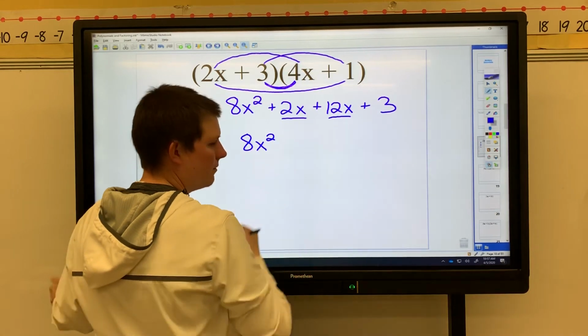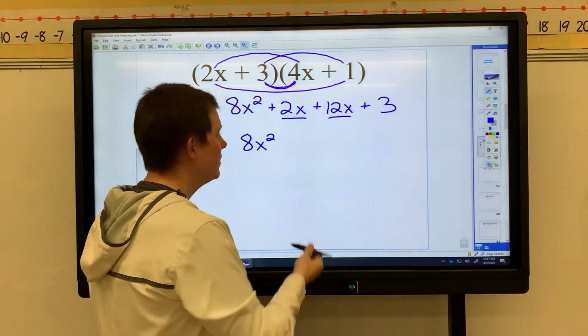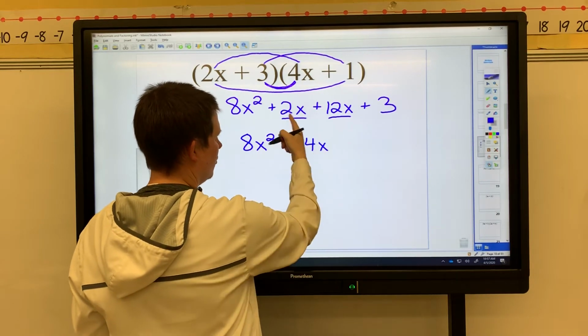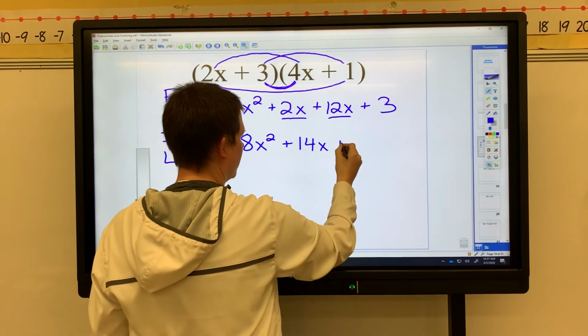These two I'm going to combine. When I say combine, we're talking about adding them. 2 plus 12 is 14. 2 and 12 make 14, and drop down to plus 3.